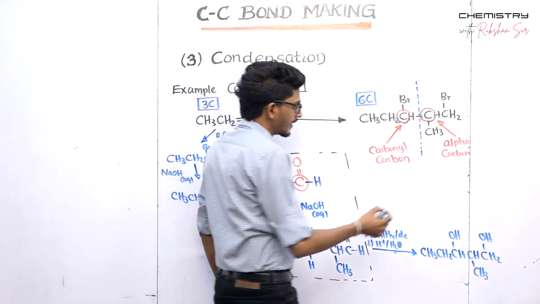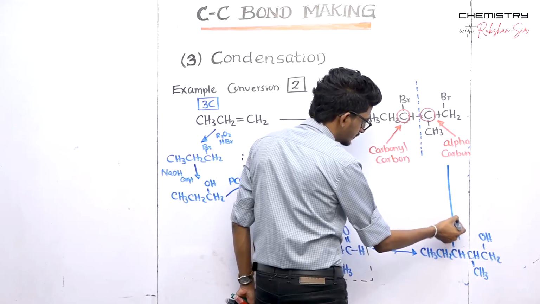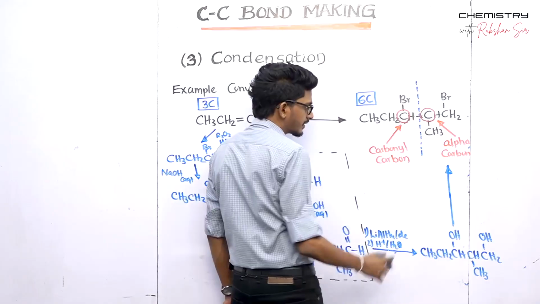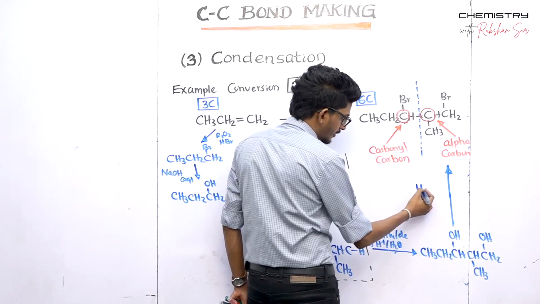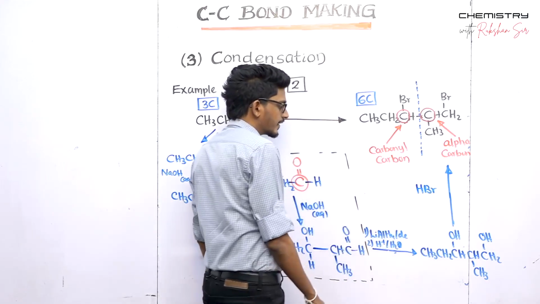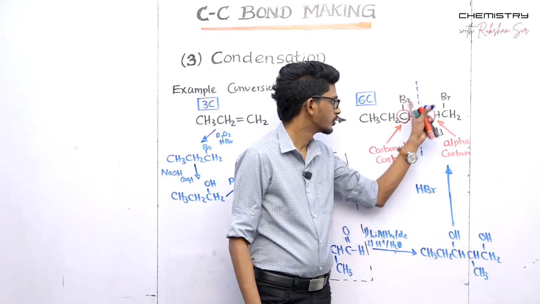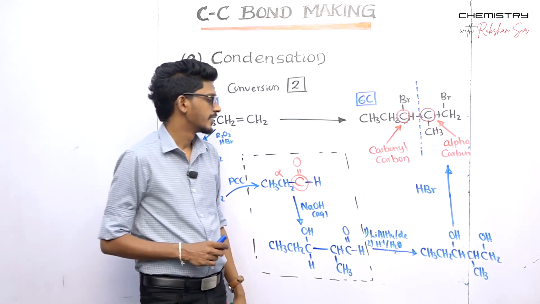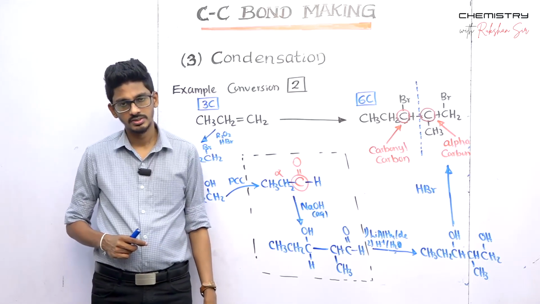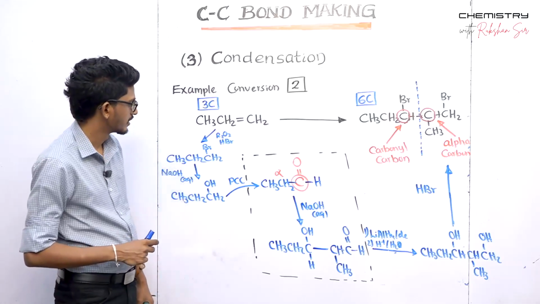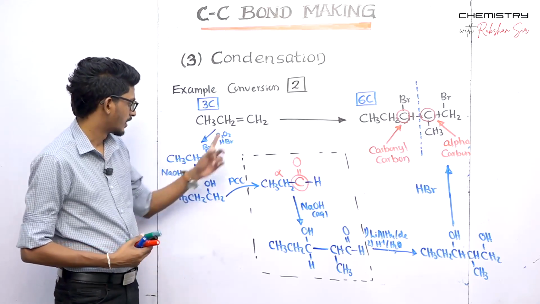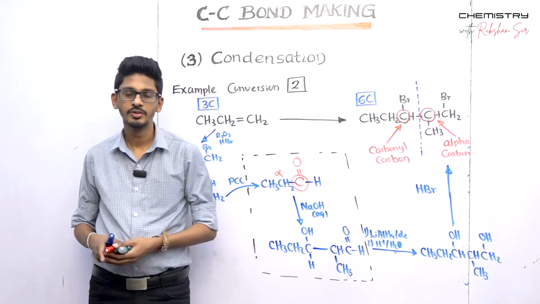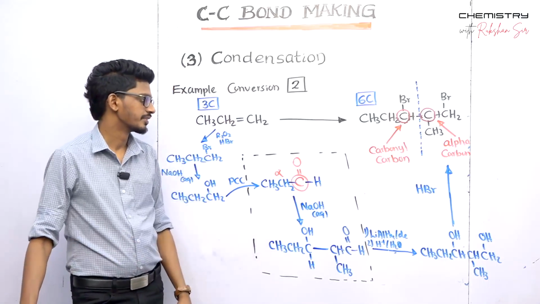Then simply by adding the HBr, HBr will convert these two OHs to two Brs. Right, so that is how the conversion is supposed to be completed. So again you see 1, 2, 3, 4, 5, 6, just 6 steps are used to complete the whole process.